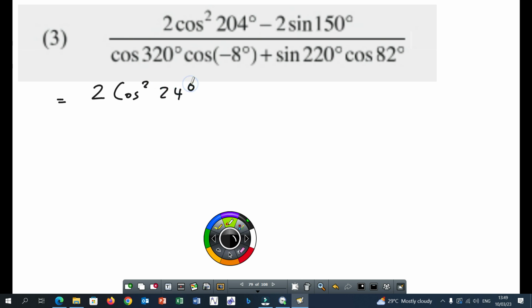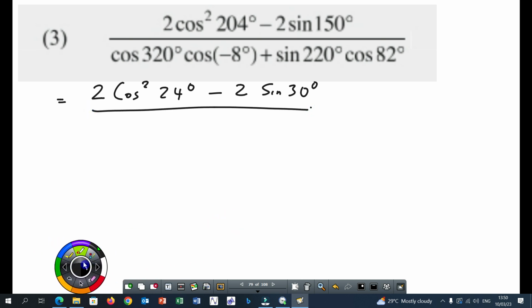So that will be 2 cos squared 24 degrees minus 2 times, and at this stage, just to get full marks, you can write 2 sin 30. We are reducing the obtuse angle to an acute angle. Then we reduce this to an acute angle, so that will be cos 40 degrees. This one here is going to be cos 8 degrees. Plus, here, sin 220 is 180 plus 40, so that will be sin 40 degrees. Then for co-ratios, cos 82, you convert it to sin 8 degrees.